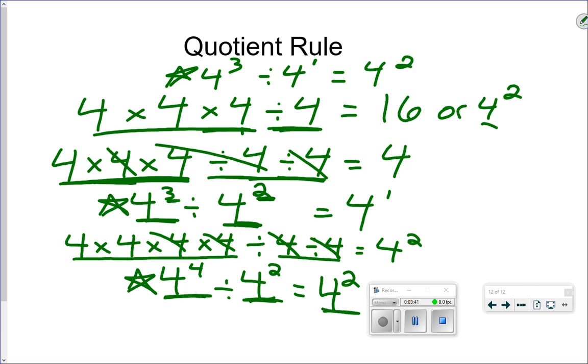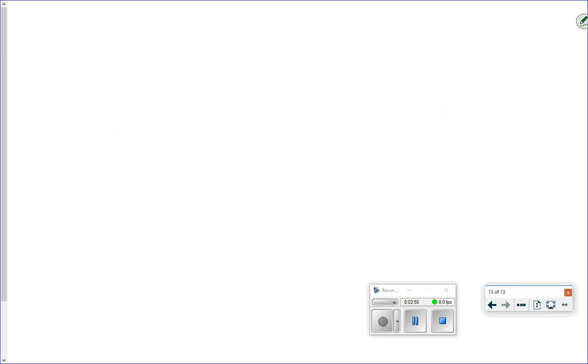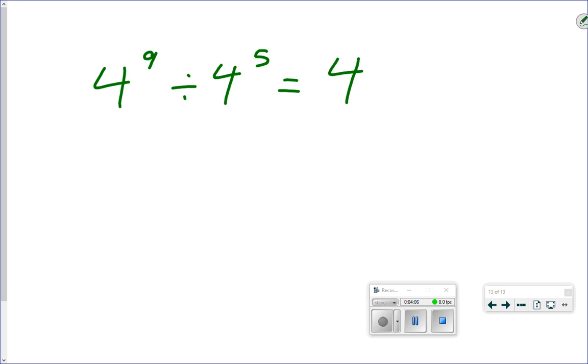So the shortcut rule here is that we subtract the exponents, as long as the bases are the same, just like with the product and the power rule, the base has to be the same. In other words, these were all 4's, the bases were the same. But the rule is that you actually subtract the exponents so that we can do bigger problems faster. So for instance, if I gave you 4 to the 9th power divided by 4 to the 5th power, you could simply write that as 4 to the 9 minus 5, which is 4 to the 4th power.